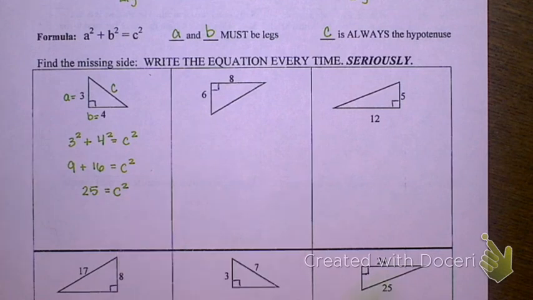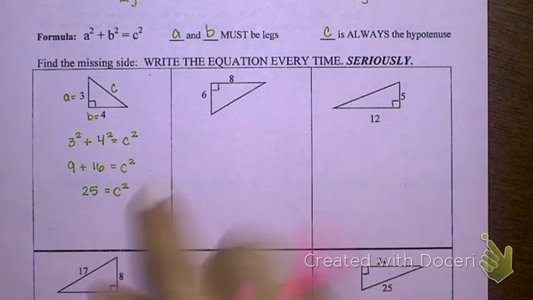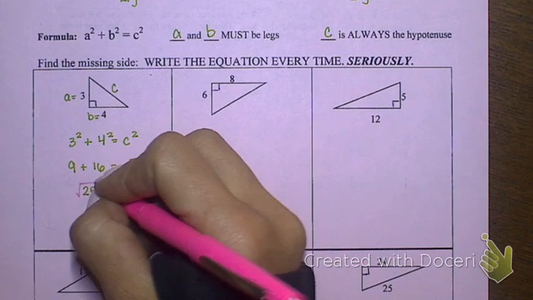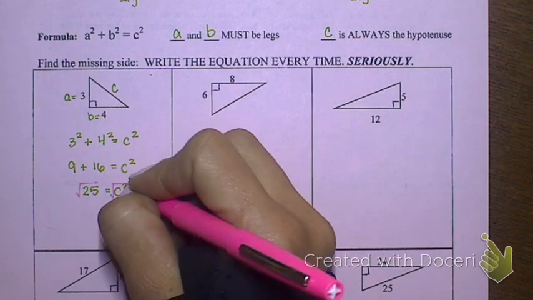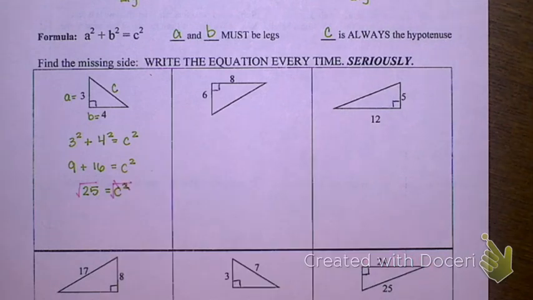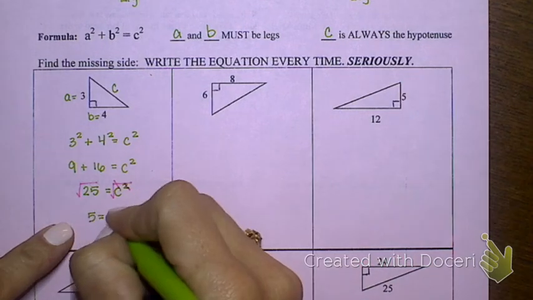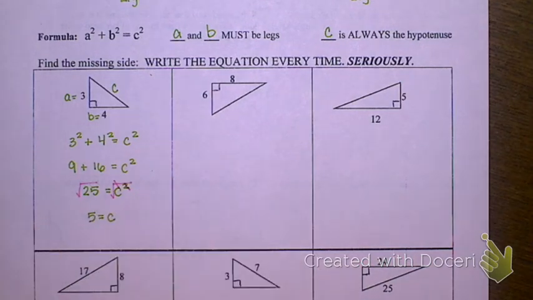Now, the other way you can think about this is, remember in the warm-up the other day, we talked about what operation undoes squared. Like, what's the inverse operation of squared? Square root. So we can also take the square root of both sides, and squared and square root are inverse operations, so they basically undo each other, cancel each other out, right? So I get the square root of 25 is 5, and so that's my value of C.